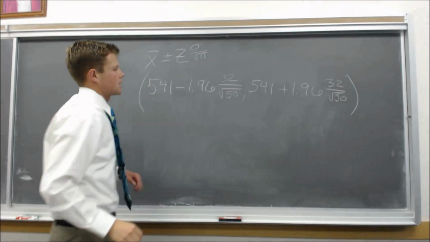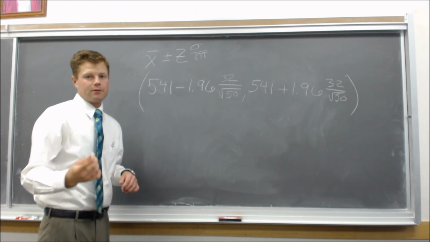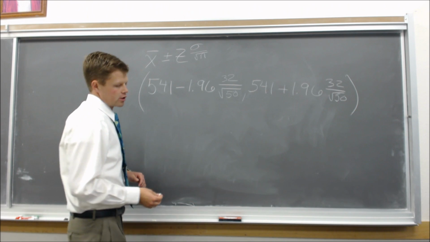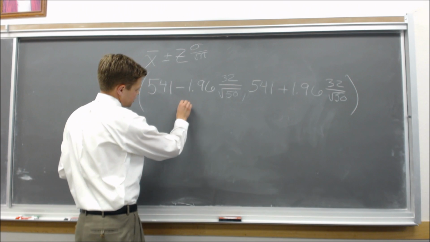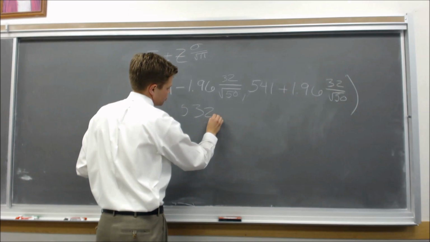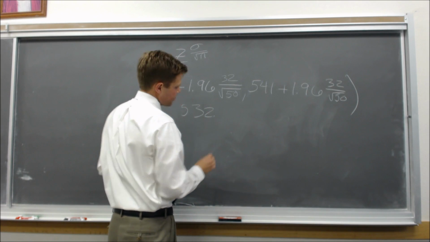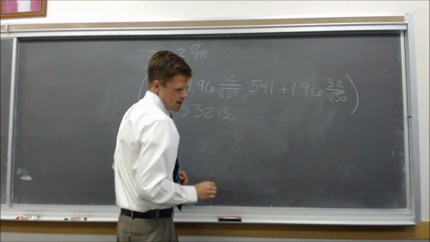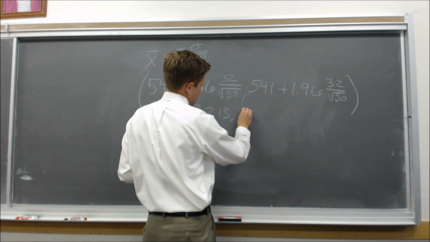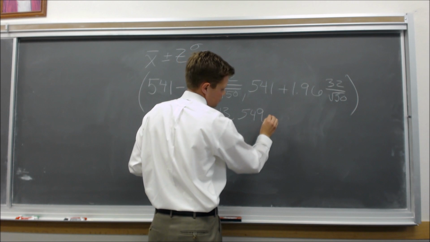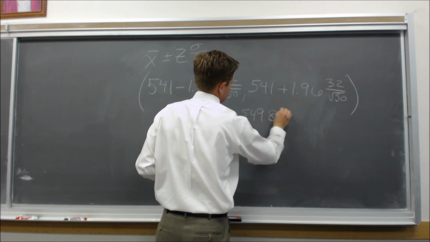Okay? That becomes our confidence interval. And if you plug that into your calculator, you'll get the numbers on the answer sheet, which is 532.13 and 549.87.